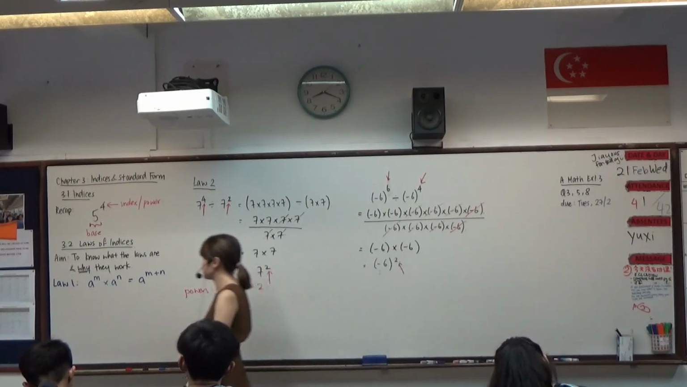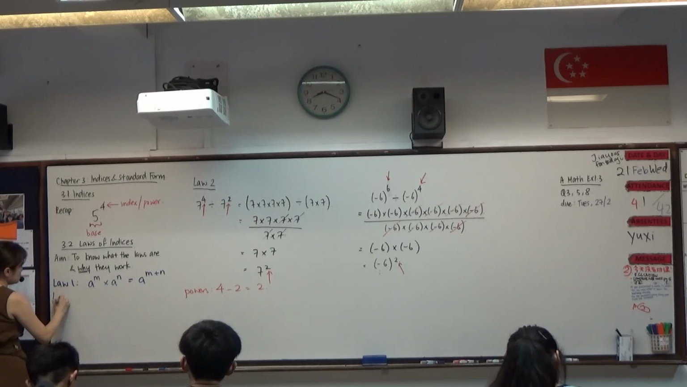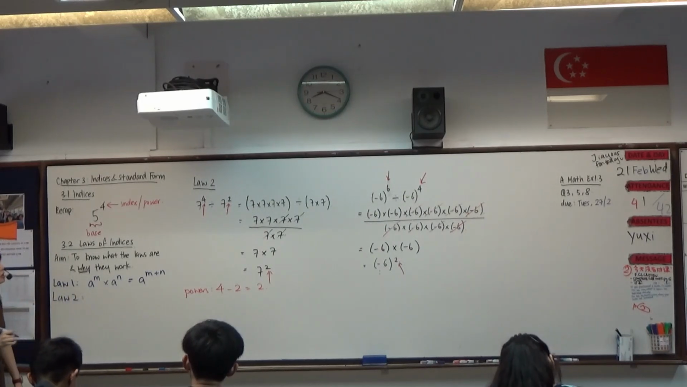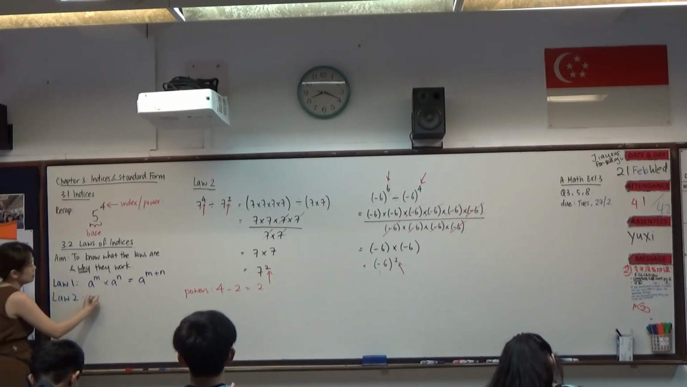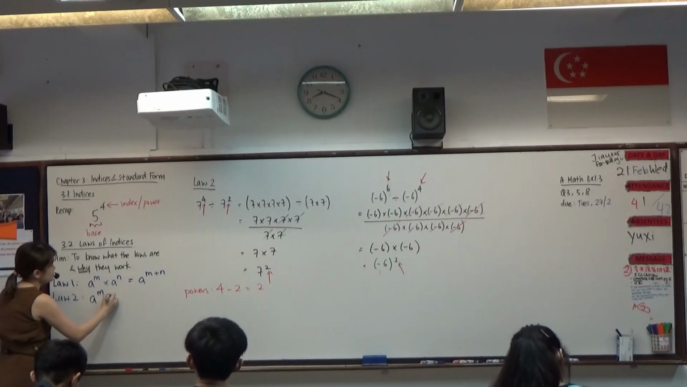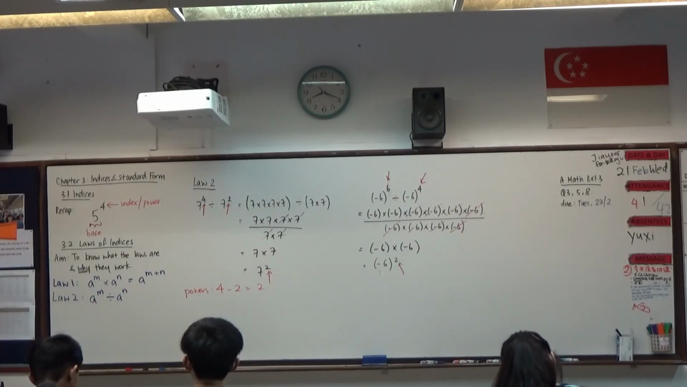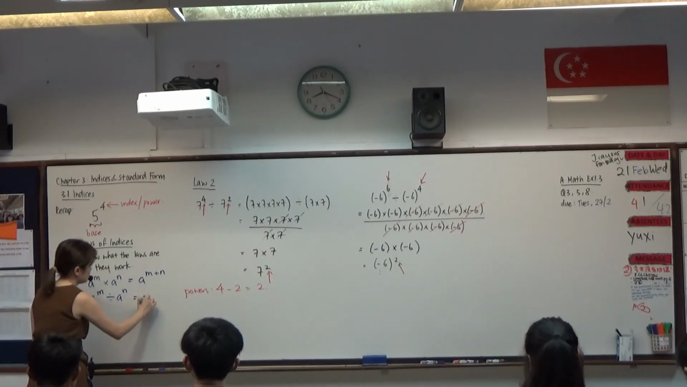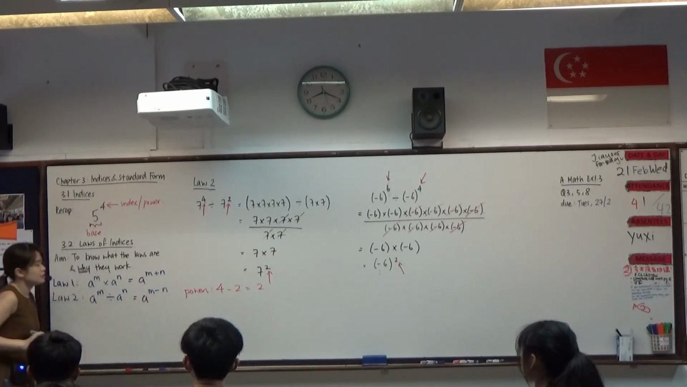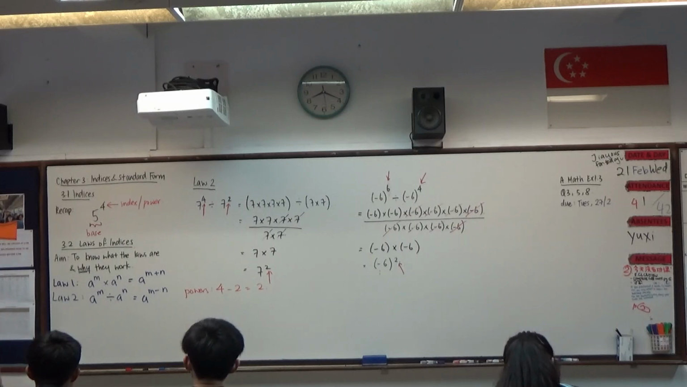So our law number 2, in our generic form, we will have a to the power of m divided by a to the power of n. Bases must be the same. Then the eventual result will be a to the power of m minus n.